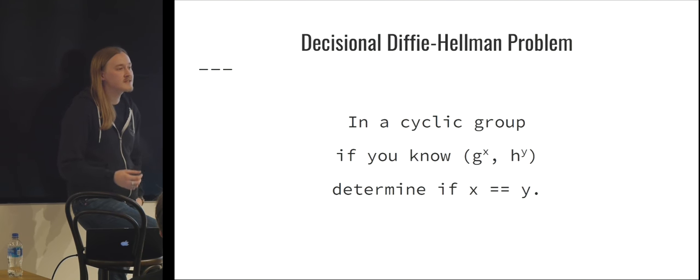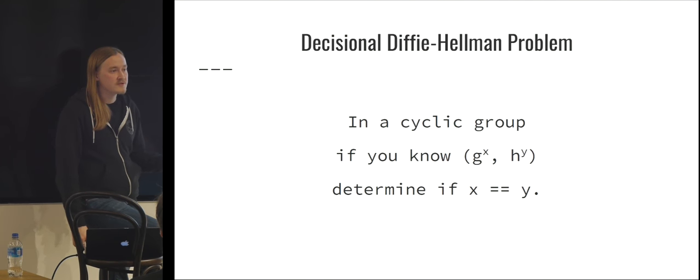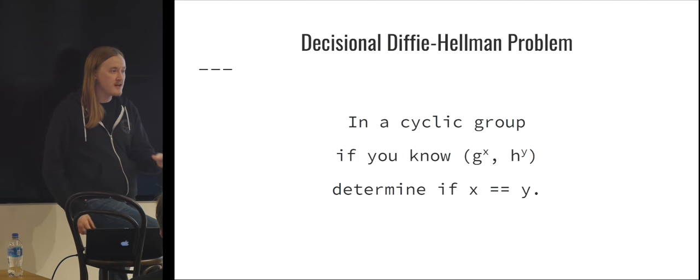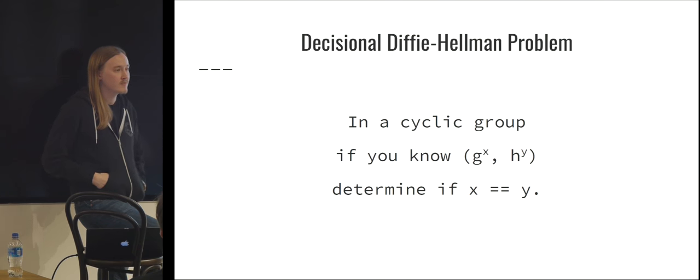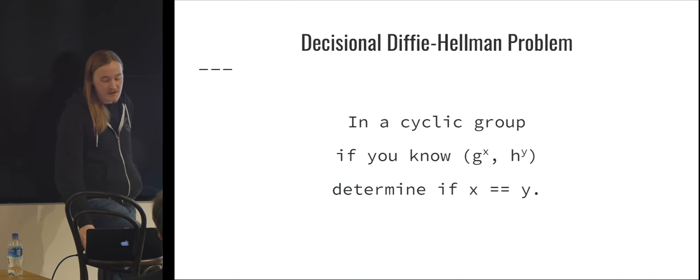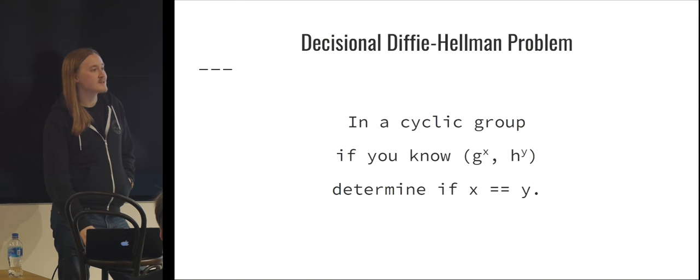There's a variation of this called the decisional Diffie-Hellman. If you know, in a cyclic group, g to the x and h to the y, some other number, can you decide whether x and y are the same? Can you tell if two numbers have been raised to the same exponent? And usually the answer is no, you can't do that.